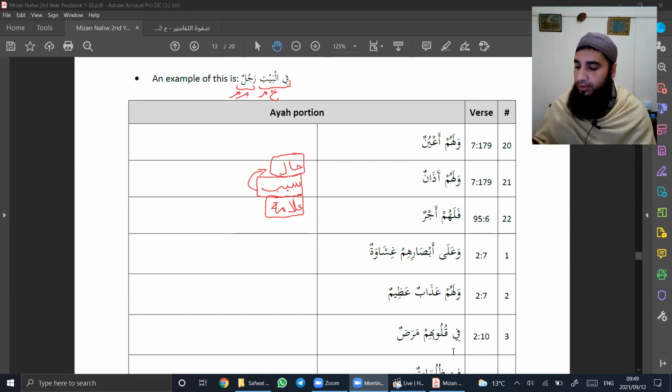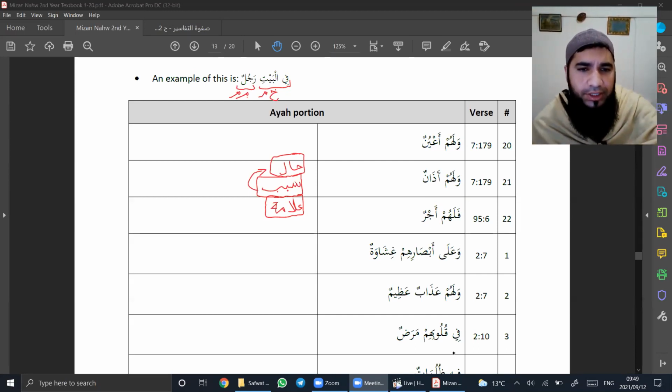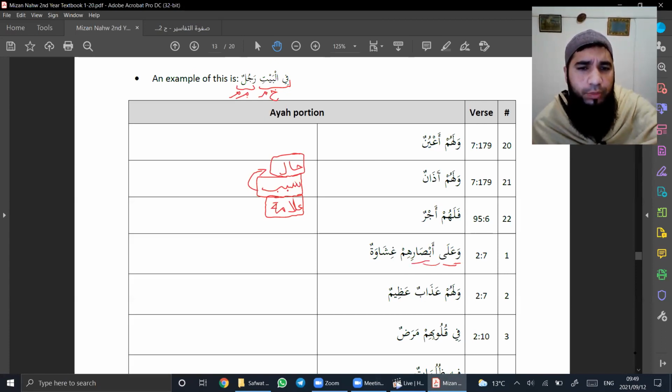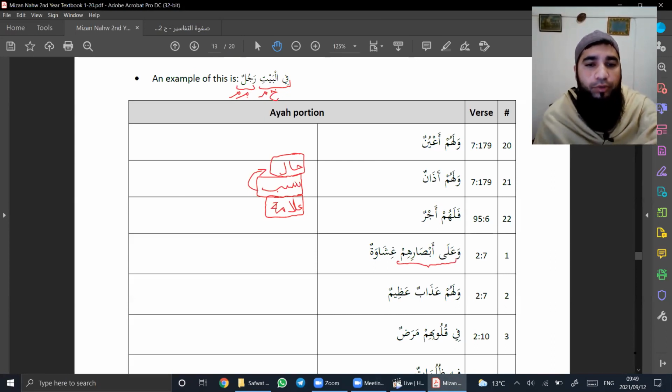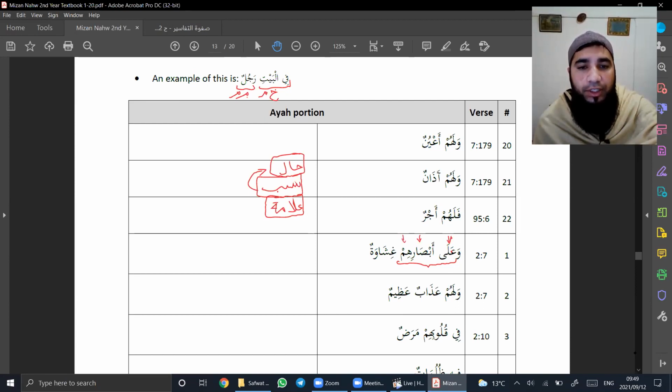Before looking at the meaning of the sentence, let's just look at the structure. The wa is just a harf. Ala is a harful jar. Then absar is the ismul majrur attached to the harful jar, and the him is a mudaf ilayh attached to the ism majrur. So all of those things are connected to each other. We have the harful jar, then the ism majrur, and a mudaf ilayh attached to it. So almost everything there falls into that harful jar and ism majrur construction.